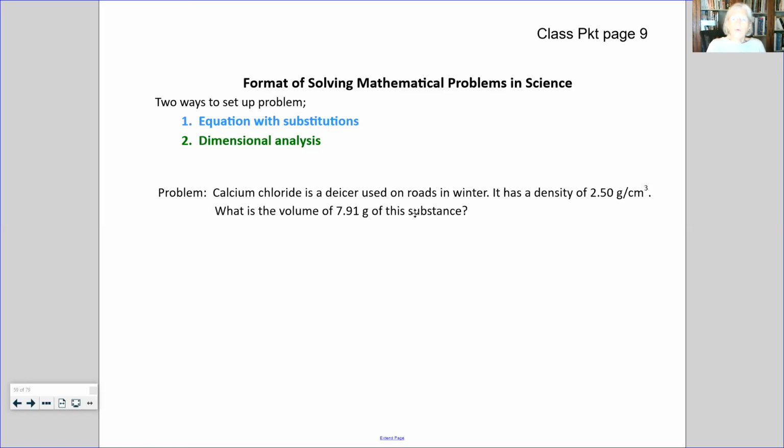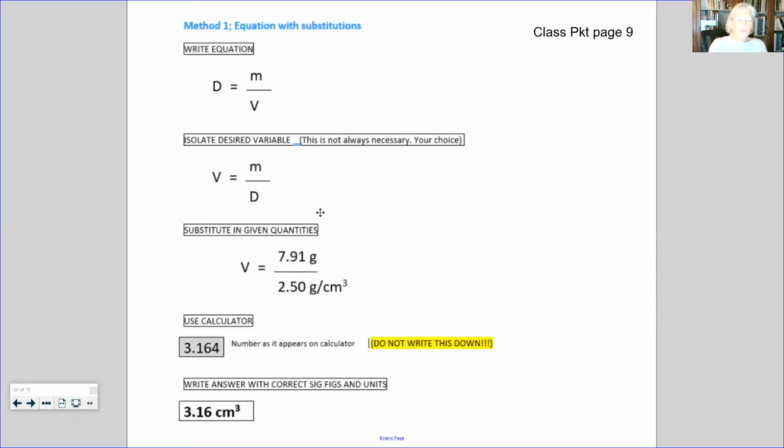So here is a problem that you can read, and I did take the time to show that when you do method 1, it's solving a math problem with equations, substituting in numbers. This is what you do. First, you write the equation. Then you isolate the desired variable. Personally, I don't always isolate the variable. I can solve for it just seeing it in the equation. Then you substitute in the numbers with units.